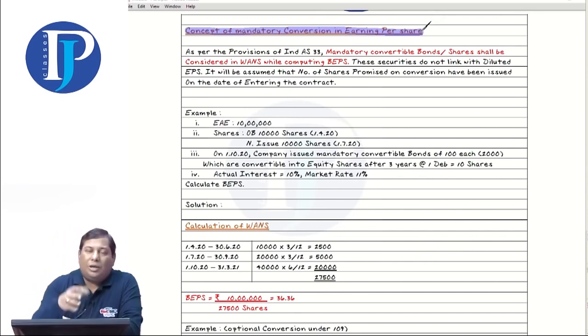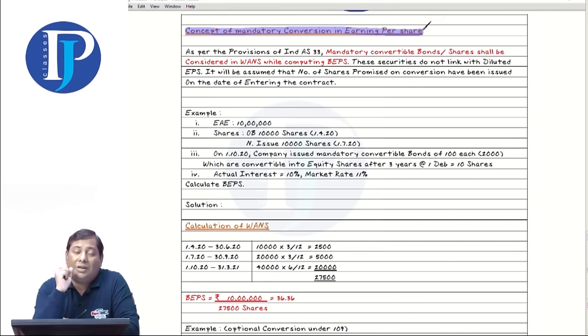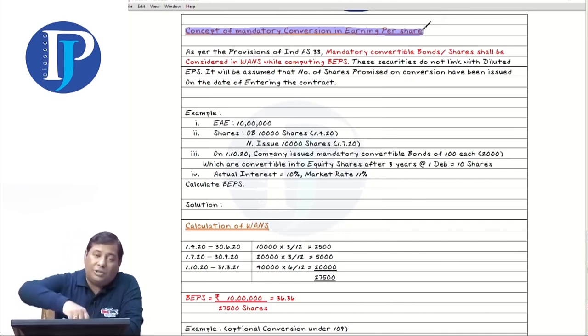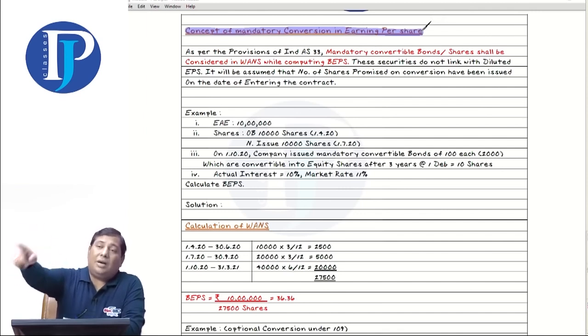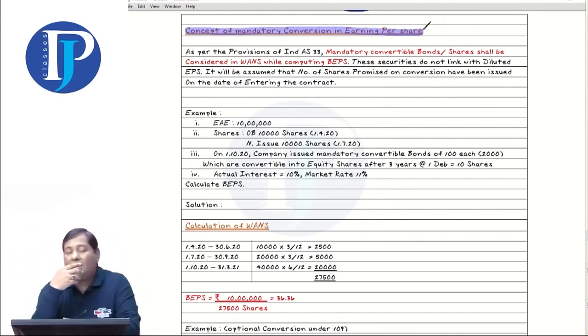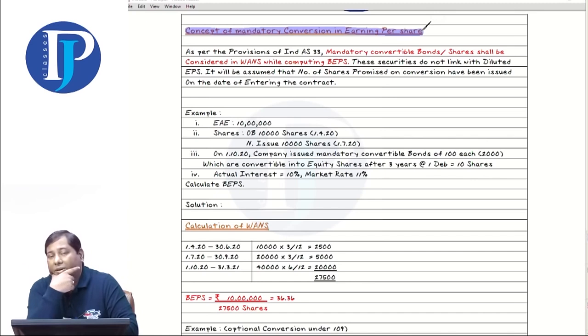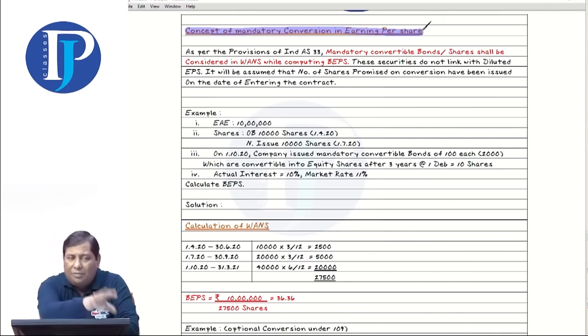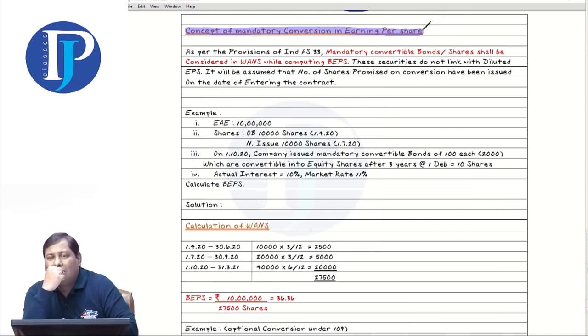So how is it connected with the potential equity share? As per the definition, a potential equity share is a share which will become an equity share in future, that entitles or may entitle. But according to 109, this is an equity component. There is no choice. This is certainly an equity share. Ind AS 33 says this is certainly an equity share, and take it in the basic EPS.